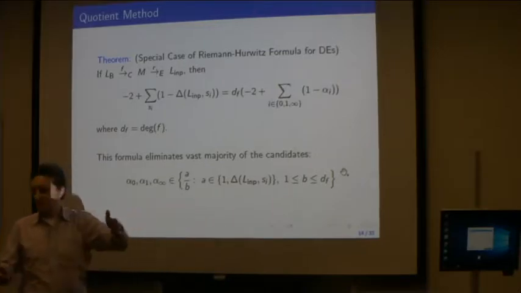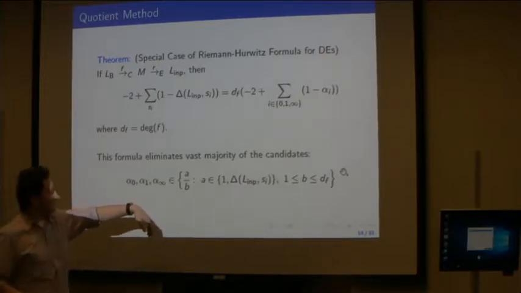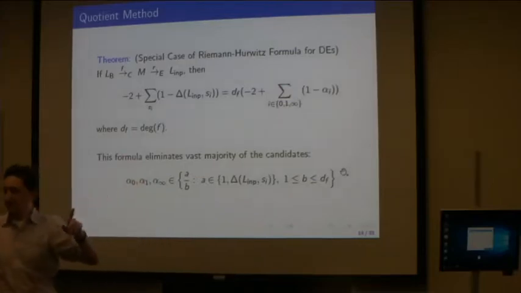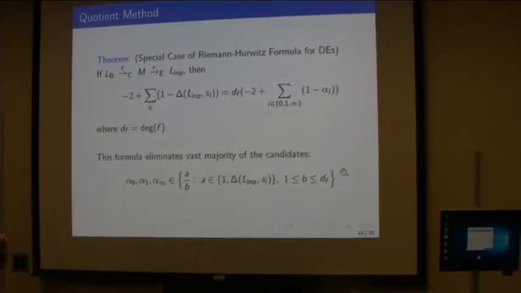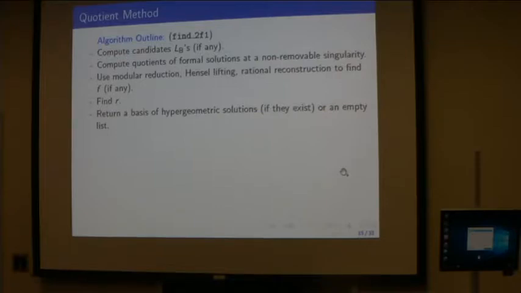With this formula, we eliminate the vast majority of the candidates in this set. Now we have a manageable number of candidate Gauss hypergeometric differential operators. We sort them with respect to the candidate degree. We always try to find the hypergeometric solution with the pullback function of minimum degree. Okay, so now we know how to choose a candidate Gauss hypergeometric differential operator.